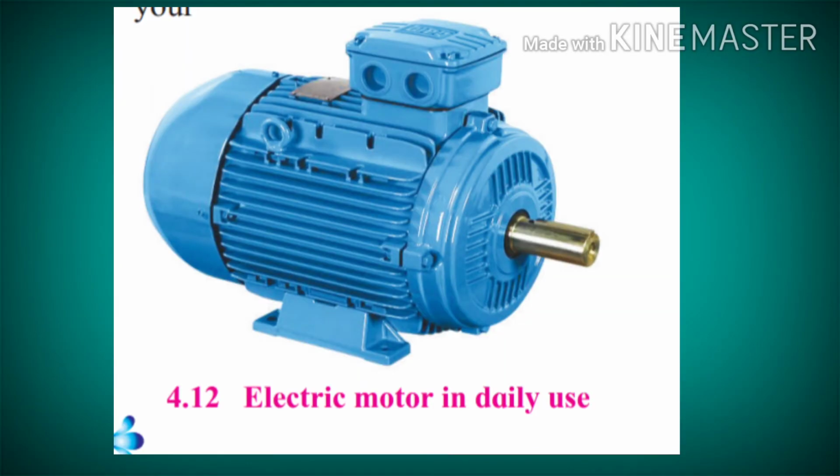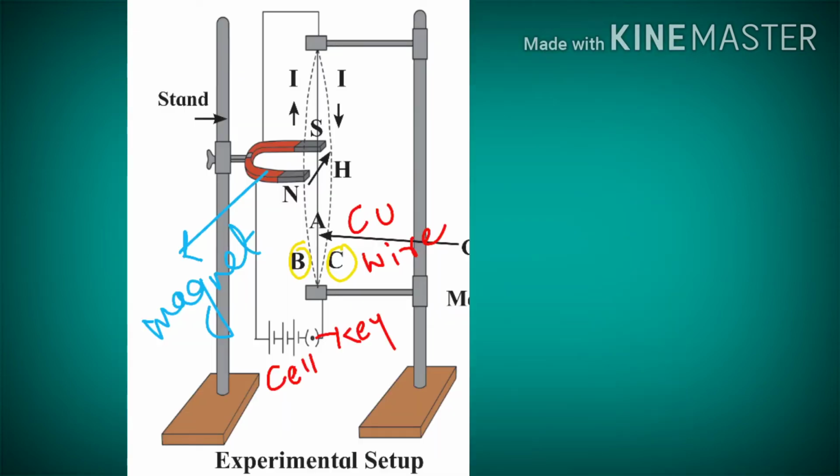Now let us understand how an electric motor works. As you studied, a current carrying conductor, when placed in a strong magnetic field, experiences force. And this force leads to rotation of the conductor. Yes, the force that the conductor experiences will rotate the conductor.